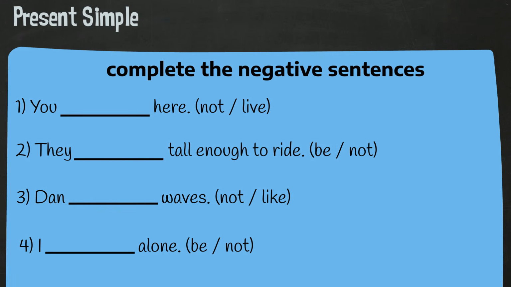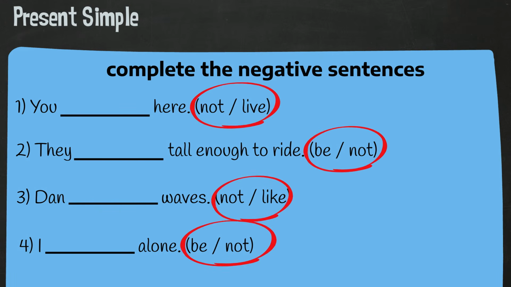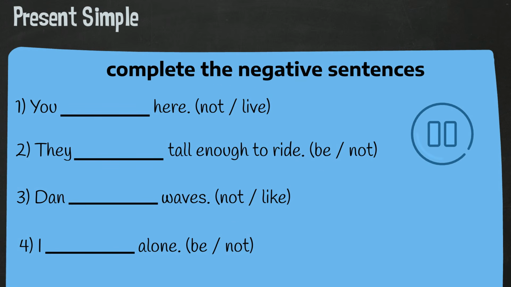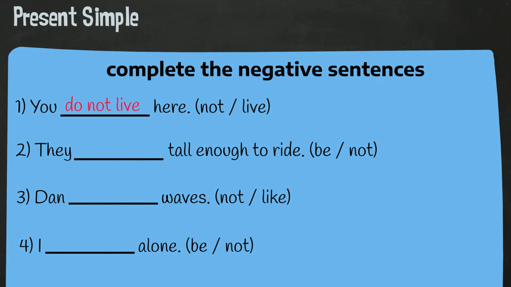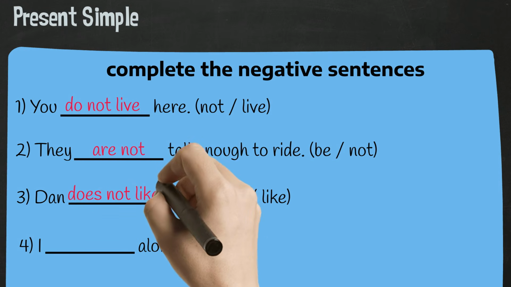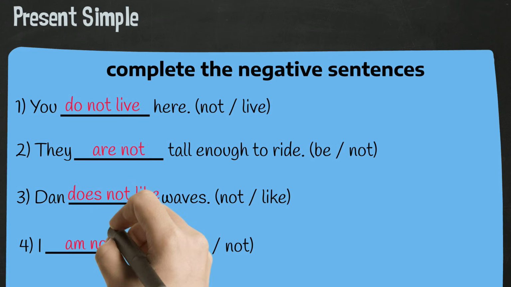Now complete these negative sentences using the verbs provided. Pause here. You do not live here. They are not tall enough to ride. Dan does not like waves. I am not alone.